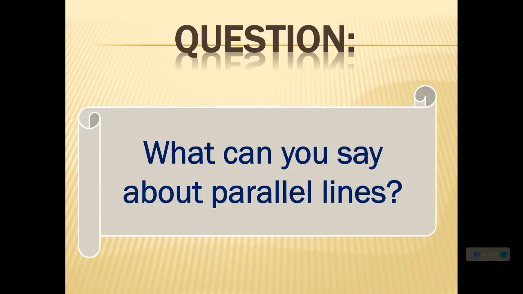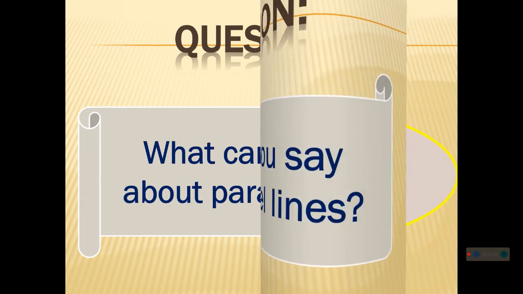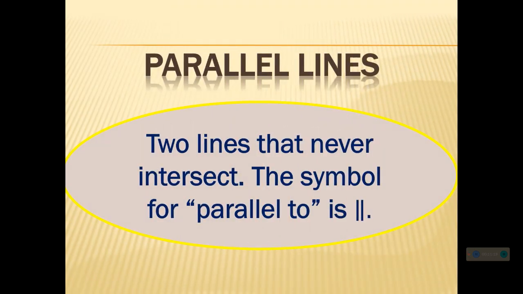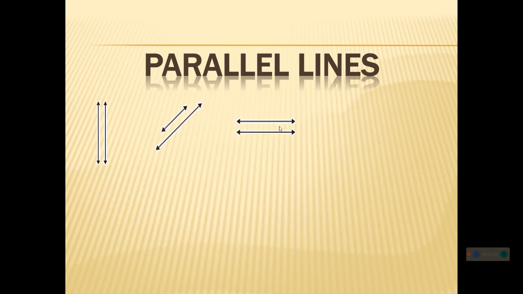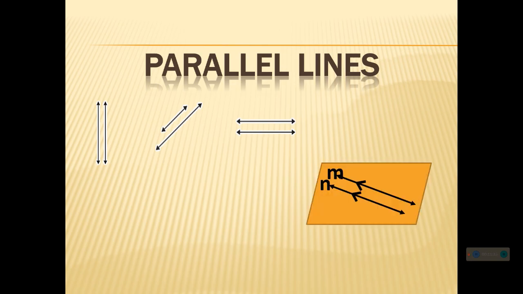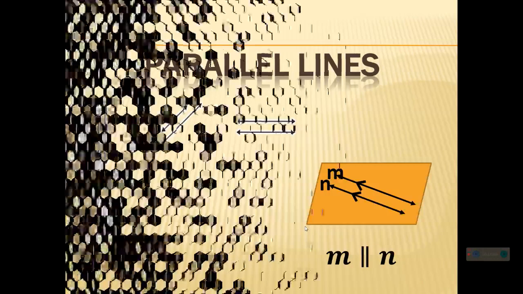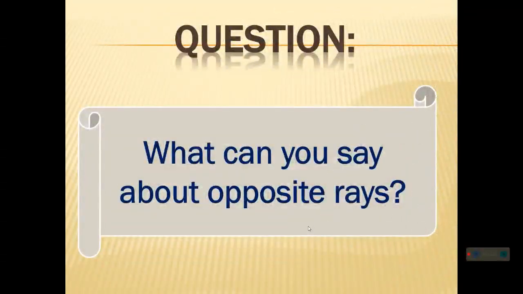Okay? Next, another defined term is parallel lines. So what can you say about parallel lines? Okay, two lines that never intersect. Very good. So the symbol for parallel to simply looks like two small letter L's. Okay? So we have here the examples of parallel lines, and another example is line M is parallel to line N. If you are going to write it in symbol, this will be M is parallel to N. Okay? Next, another defined term, we also have the opposite rays.